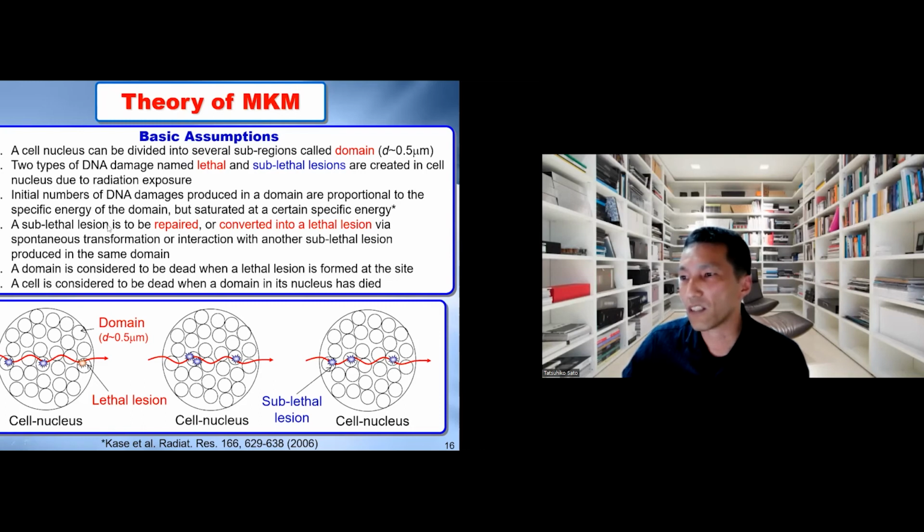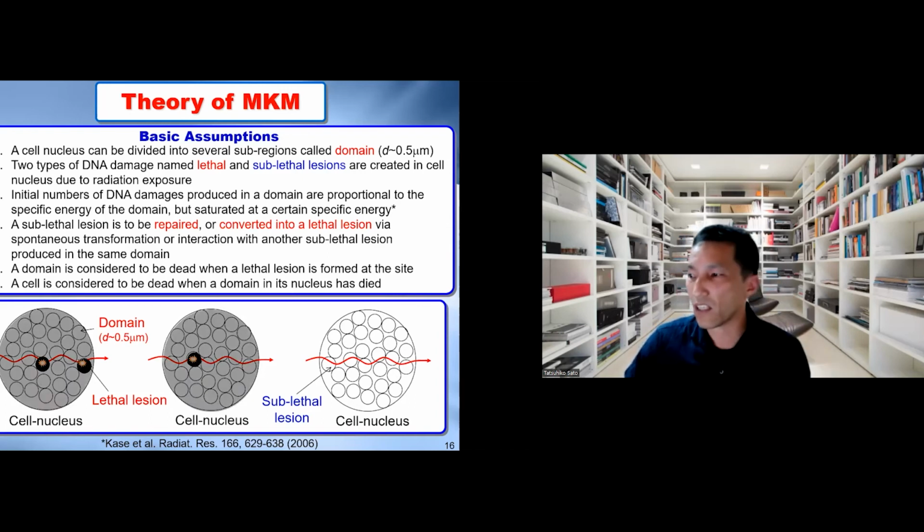The sublethal regions are to be repaired or converted into lethal regions via spontaneous transformation or interaction with other sublethal regions produced in the same domain. A domain is considered to be dead when a lethal region is formed at the site. And a cell is considered to be dead when a domain in its cell nucleus has died. So in this case, only this one survives.